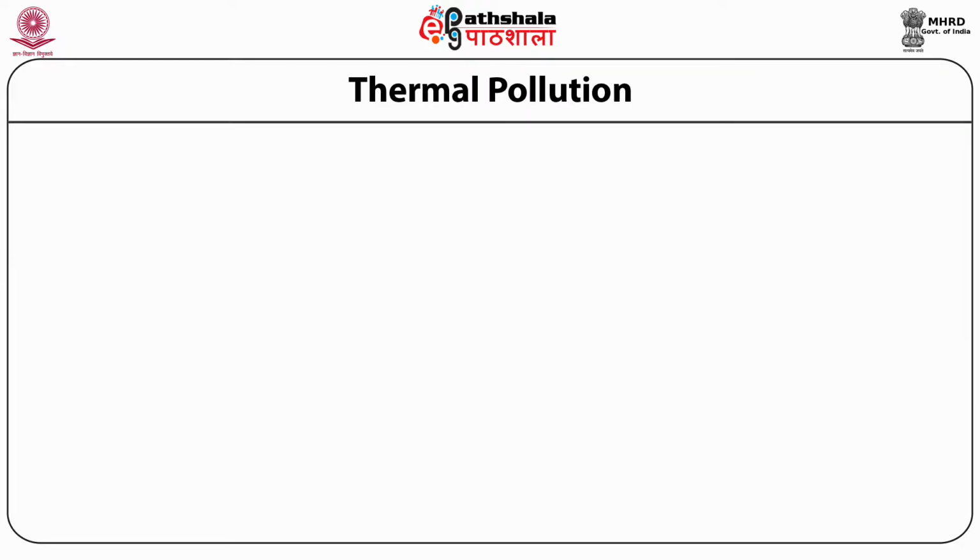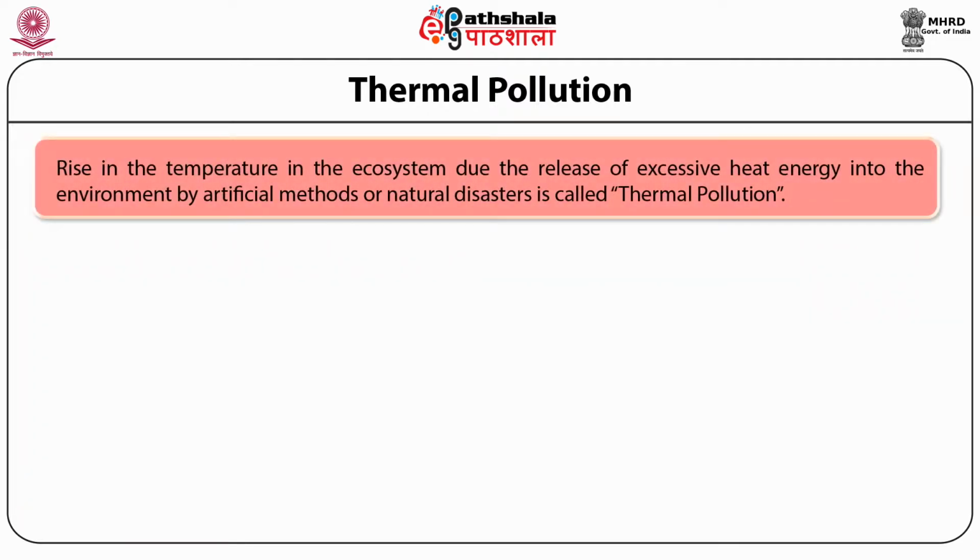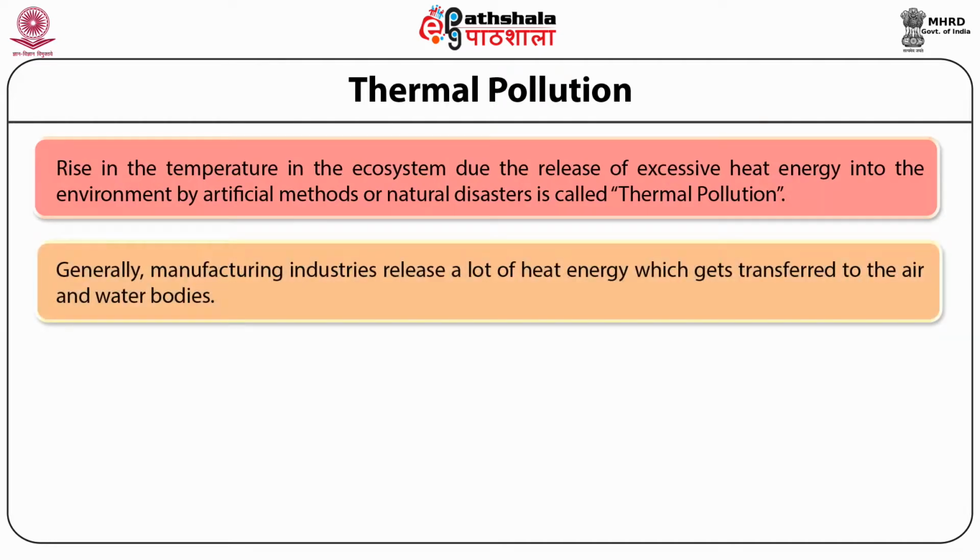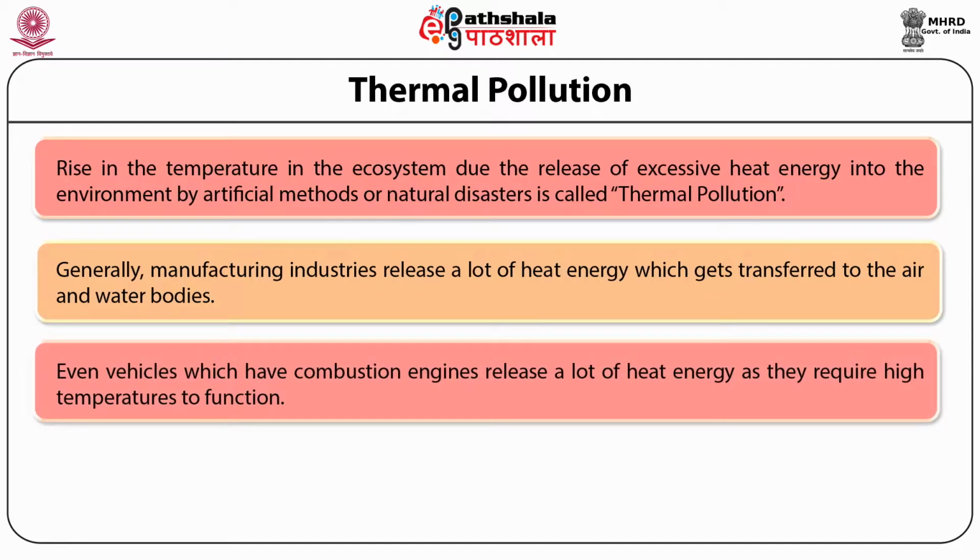The next pollution is known as thermal pollution. The rise in temperature in the ecosystem due to the release of excessive heat energy into the environment by artificial methods or natural disasters is called thermal pollution. Generally, manufacturing industries release a lot of heat energy which gets transferred to the air and water bodies. Even vehicles which have combustion engines release a lot of heat energy as they require high temperature to function.